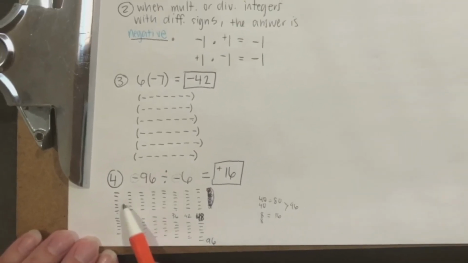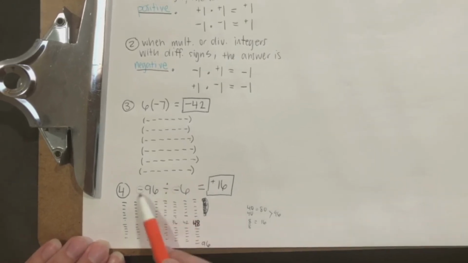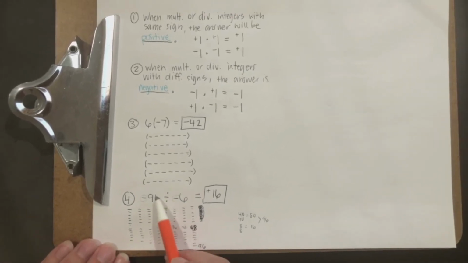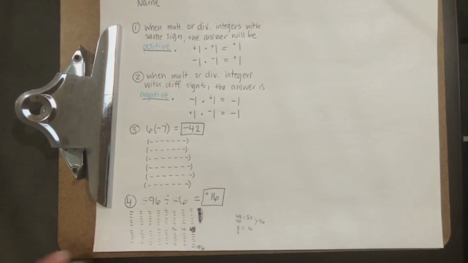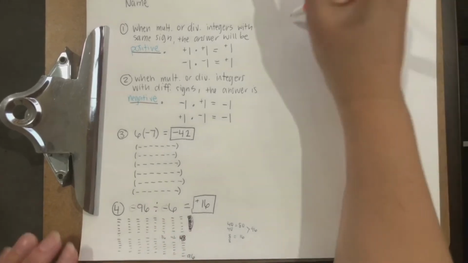All right, so that's how you can model division, is take your starting number and then divide it into groups. We do know that we have a negative divided by a negative, so our answer is going to be positive. All right, let's move on to number 5.